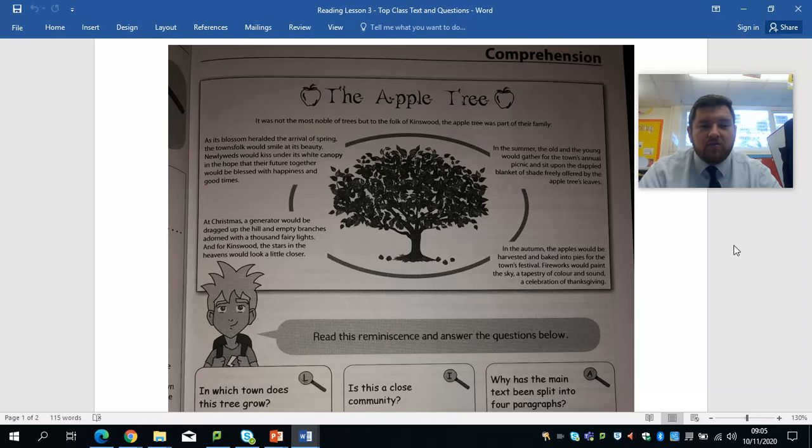As its blossom heralded the arrival of spring, the townsfolk would smile at its beauty. Newlyweds would kiss under its white canopy, in the hope that their future together would be blessed with happiness and good times.